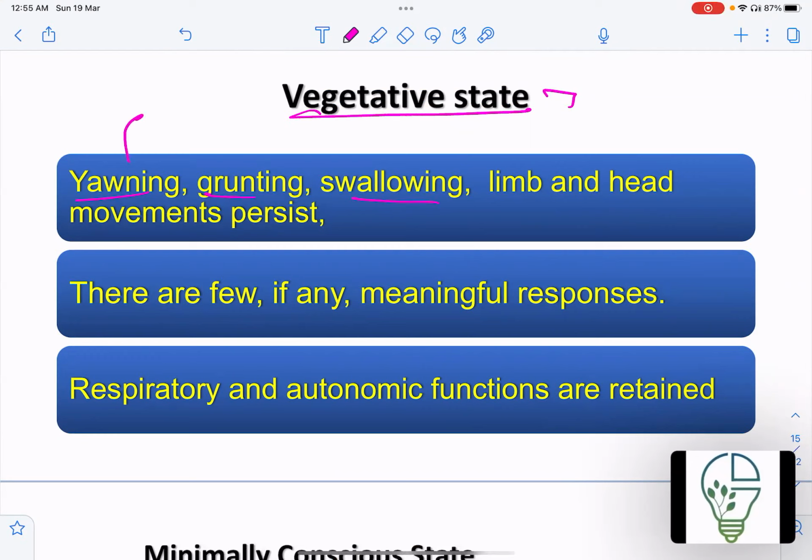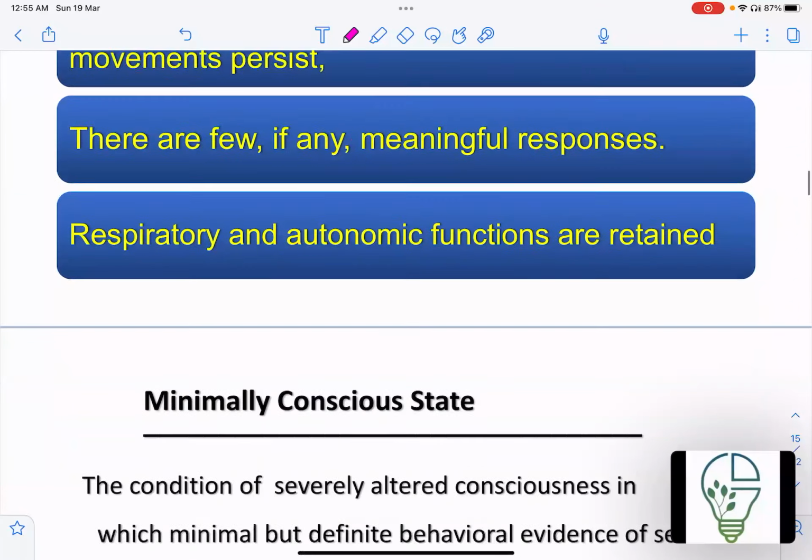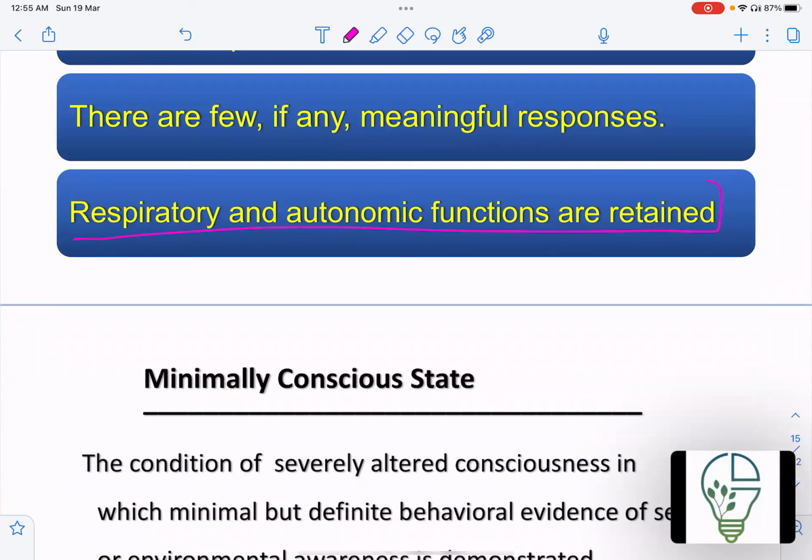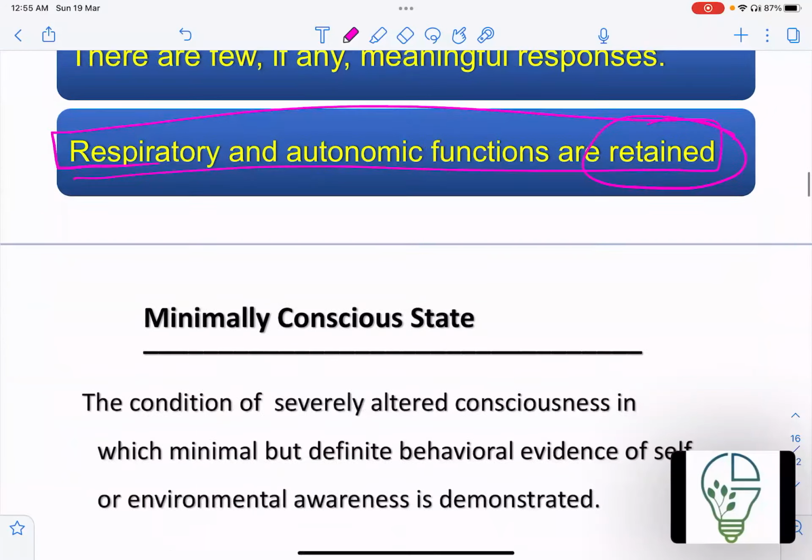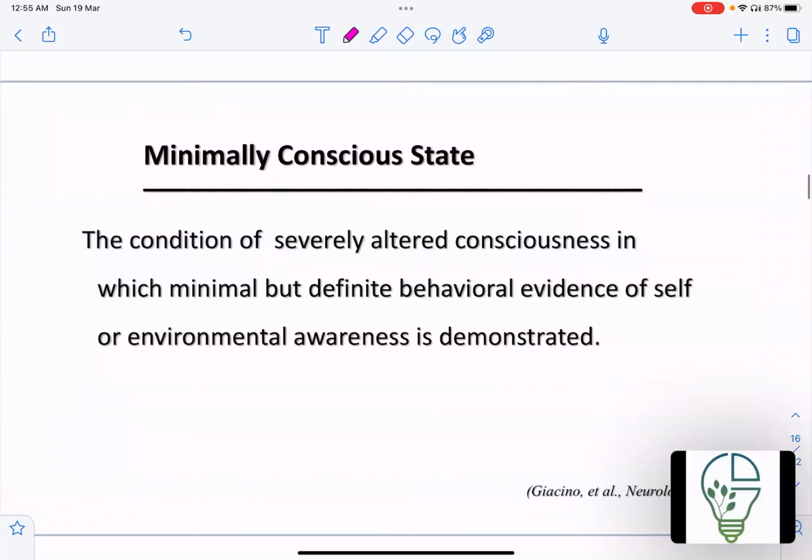And this is usually why the relatives or anybody who's near the patient feel like they're coming out of the coma, when in fact it's actually nothing. And very few times does it actually mean something, right? And respiratory and autonomic functions are all retained. This is the biggest difference between a comatose patient and a patient who is in a vegetative state.